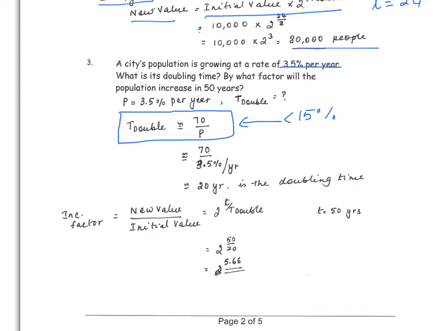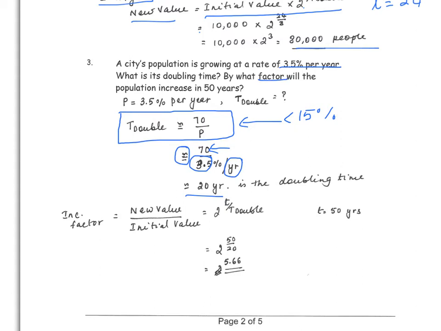The P here is the percent per period, whether it's a year or a week or a day. So t double, the doubling time, is approximately, so this is a symbol for approximately, equal to 70 divided by P, and that would be exactly 20 years. And the unit is years because the percentage growth is per year. So now we know the doubling time. Now we need to find the factor by which the population increases in 50 years.